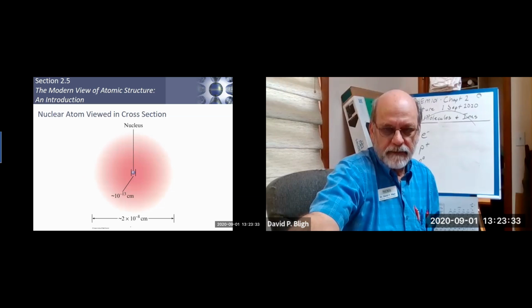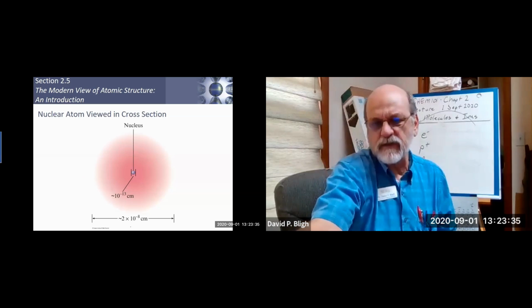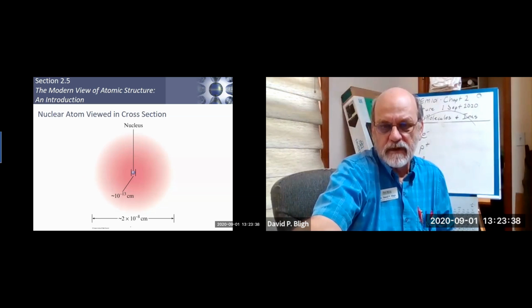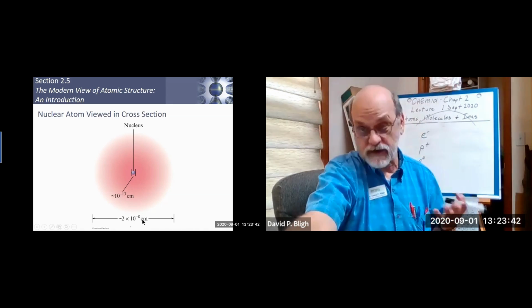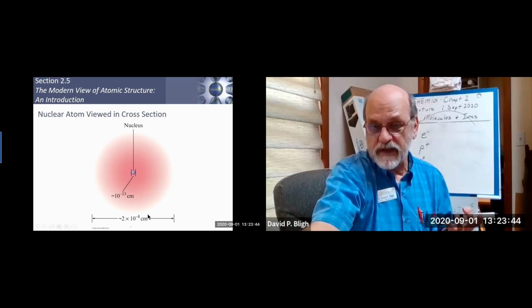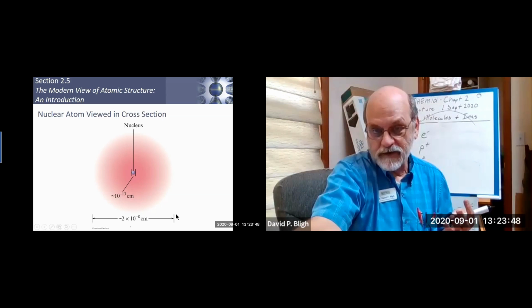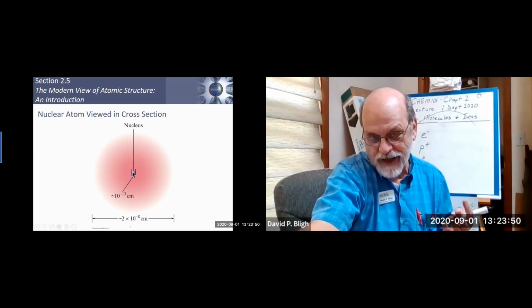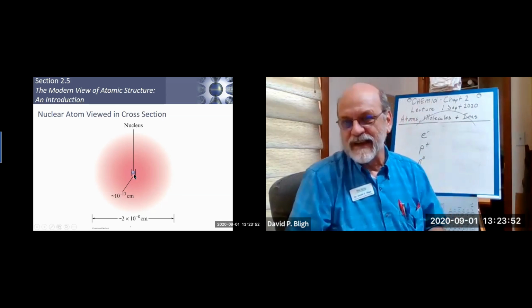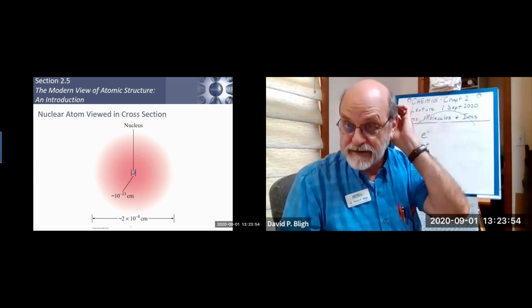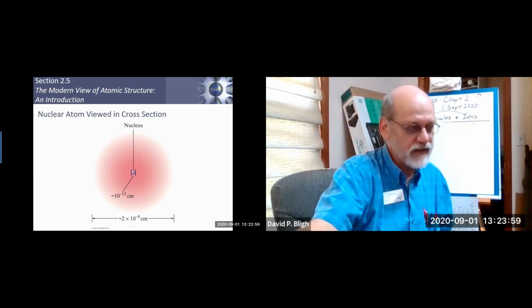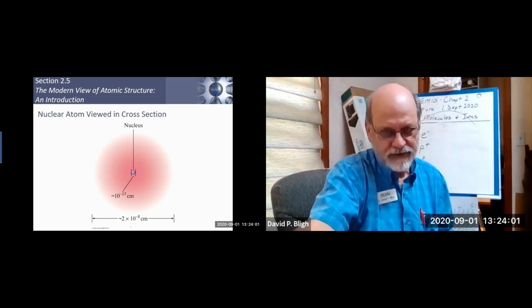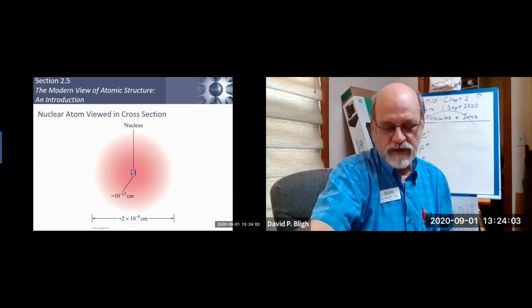Okay, so this is just to give you an idea of the size of an atom, 10 to the minus 8 centimeters. So atoms are really small, but the nucleus is 5 orders of magnitude smaller. Right? So if this is the size of the atom, the nucleus is right here. So most of the atoms are empty space. In fact, all atoms are a large portion empty space.